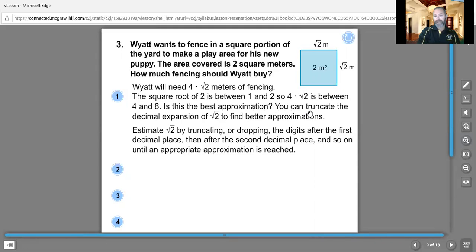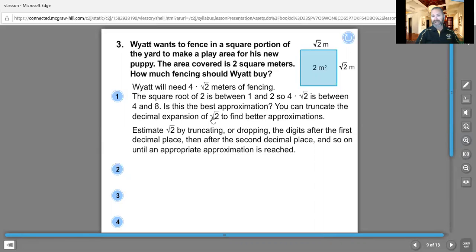So we can truncate the decimal expansion of the square root of 2 to find a better approximation. And we'll talk about what truncating means. So we estimate the square root of 2 by truncating, or dropping, the digits after the first decimal place. That's what it means to truncate. If you're truncating the decimal expansion of the square root of 2, it means you're dropping some of the digits. You're not using all of the digits.